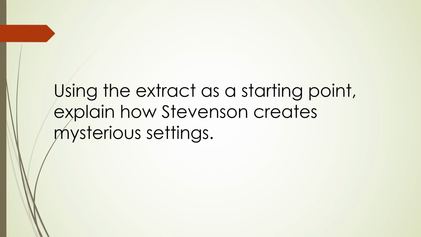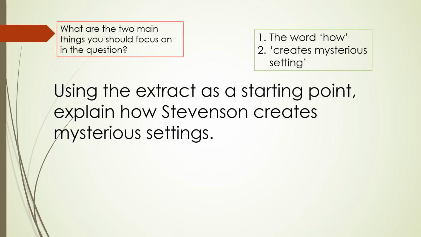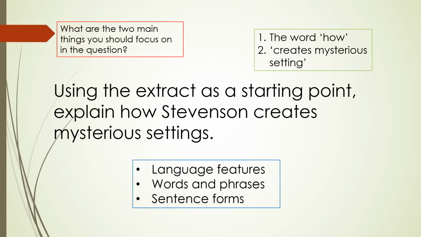So, here's the question. Using the extract as a starting point, explain how Stevenson creates a mysterious setting. What are the two main things that you should focus on in the question? First thing you should focus on is the word how. And the second thing is creates mysterious setting. Those are the two things that they are asking you to actually answer in this question. What they want you to be looking at is language features, words and phrases, and sentence forms.